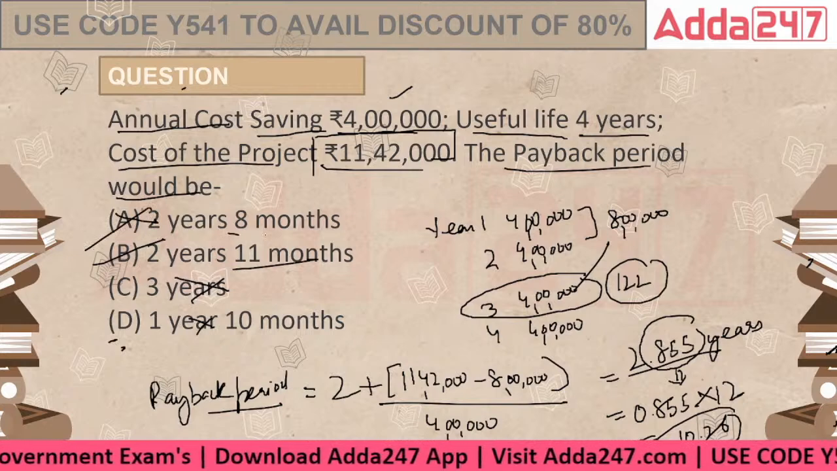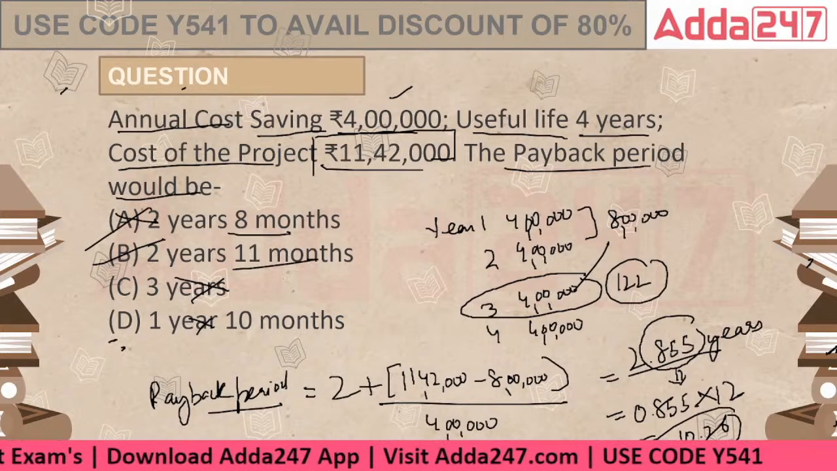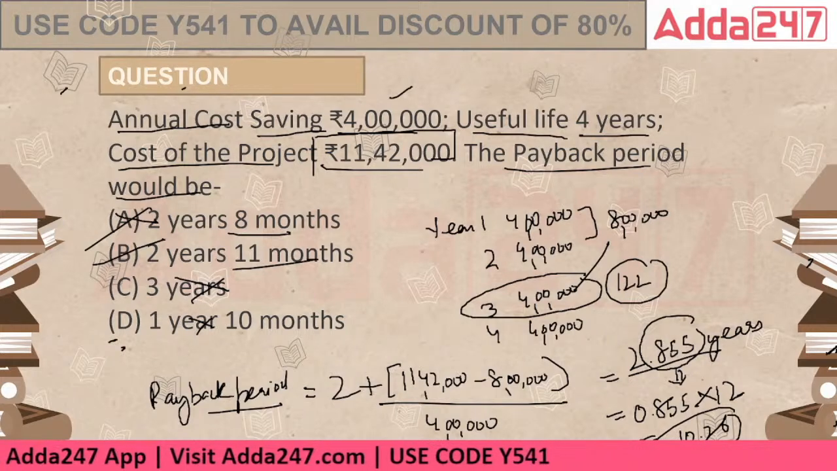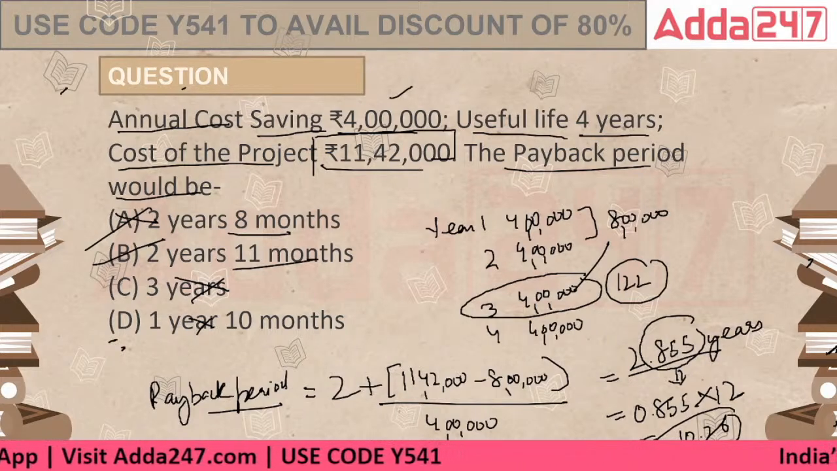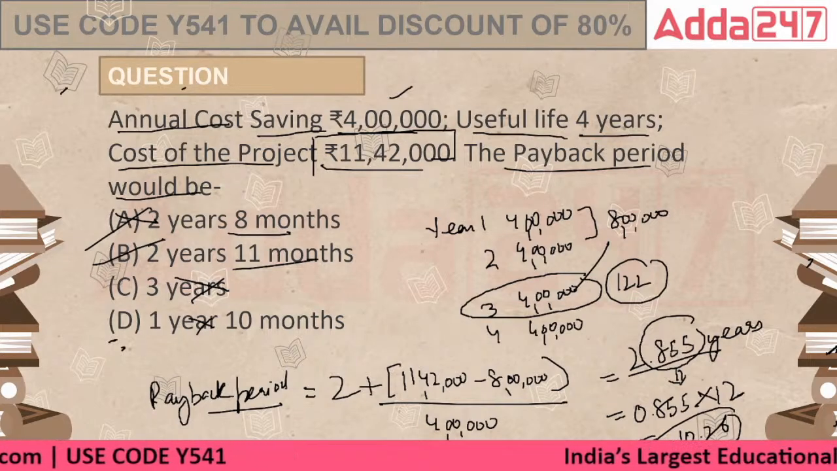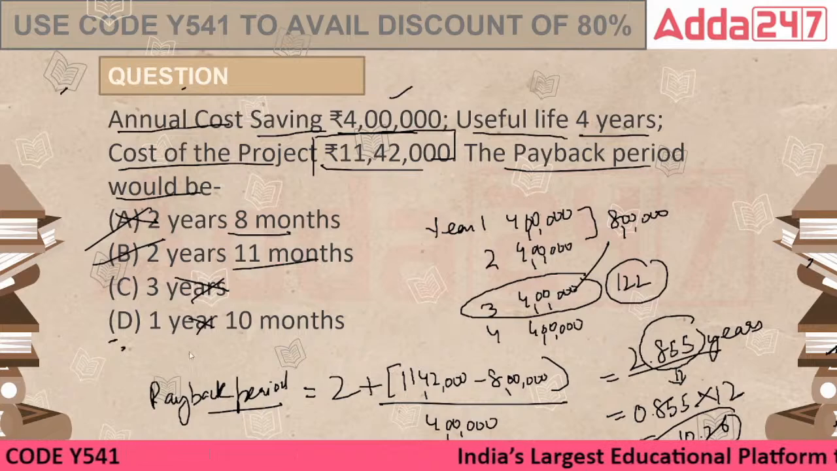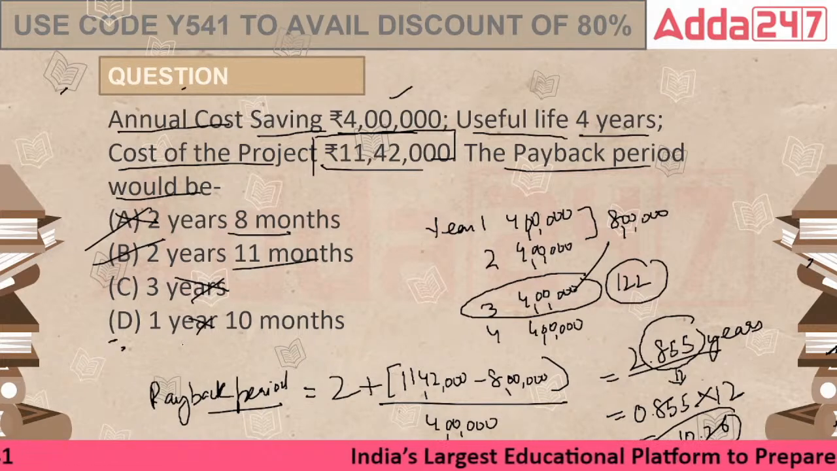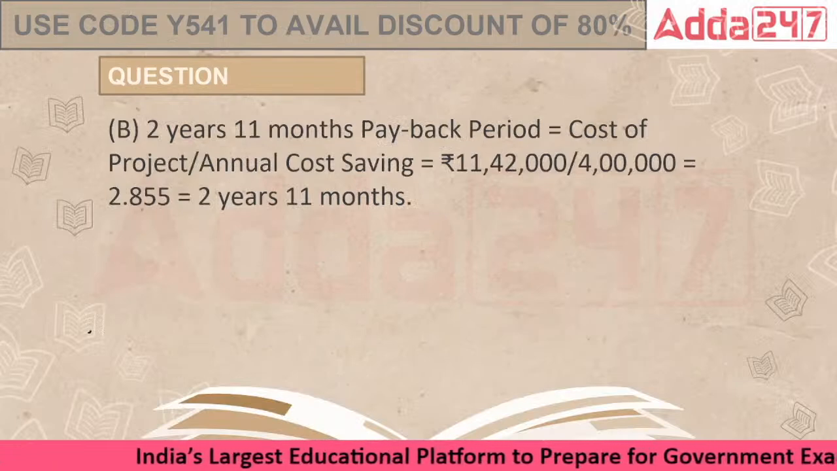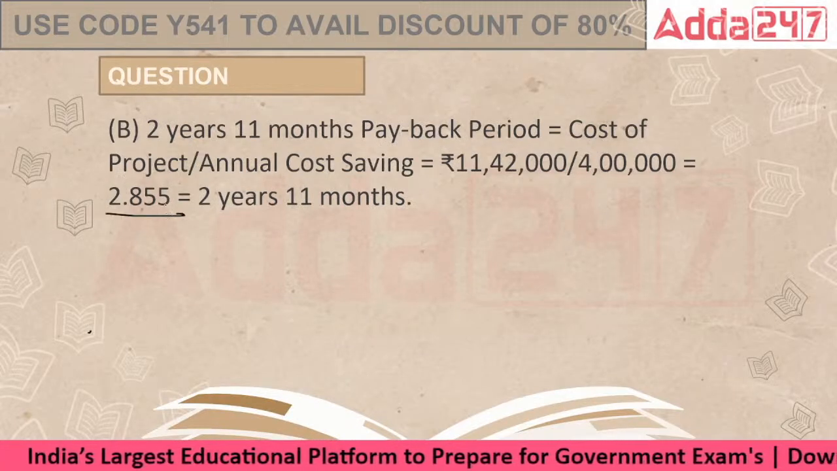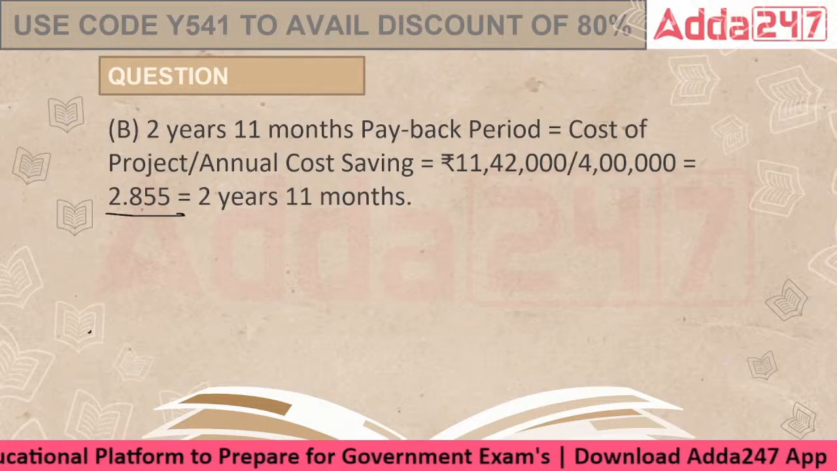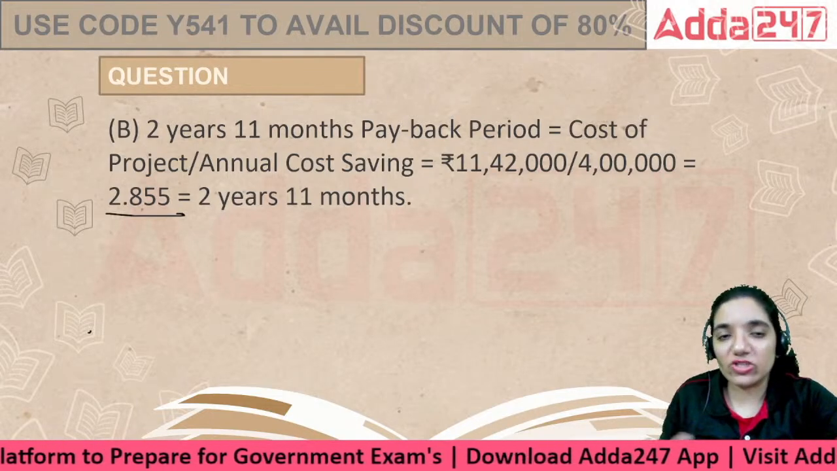Many of you would be running towards A because we have got 2.855. But the point is 0.855 is still in terms of years, not in terms of months, everyone. That's the basic mistake you might be making if you're looking at this question. So the correct answer would be 2 years and 11 months.